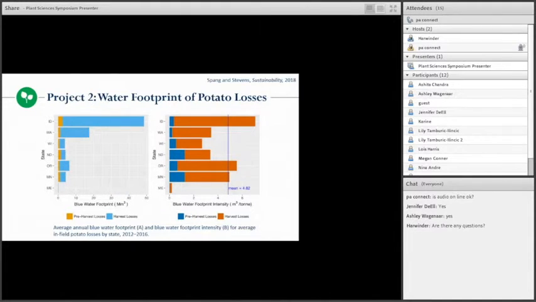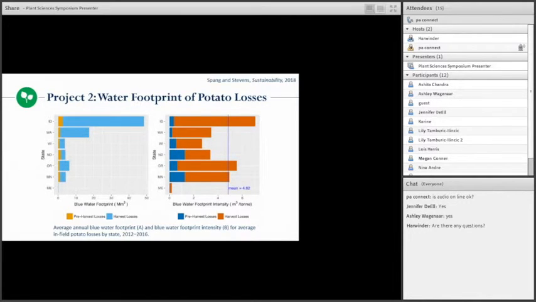And here we present it. So basically, you can see that the water footprint of losses in Maine is very low because it's almost all rain-fed, so it's not utilizing blue water. Idaho, it's quite high. That's a function of having a lot of irrigation, but also having a lot of potatoes.